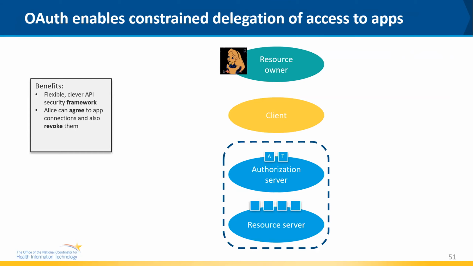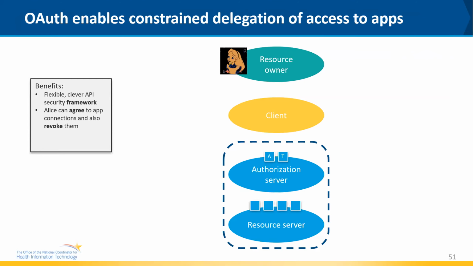So in the case of OAuth, the service is protected with OAuth, maybe also OpenID Connect, and the client gets a limited scoped access token, not Alice's password to the service. So OAuth actually innovated around consent and also revocation or withdrawal of that consent. And OAuth defines two endpoints, one called authorization and one called token.